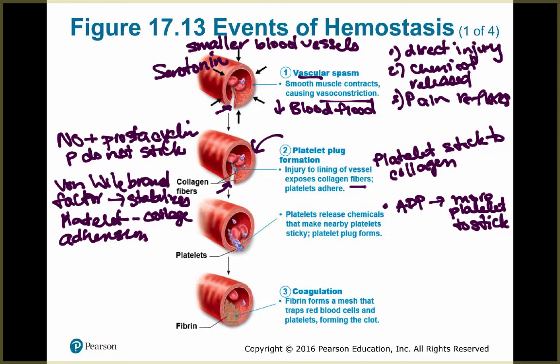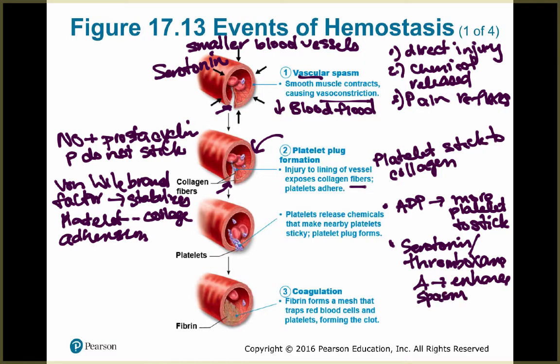You'll also get serotonin and thromboxane A. And this essentially enhances, like I said earlier, these vascular spasms and platelet aggregation. And platelet aggregation is just platelets sticking to each other.